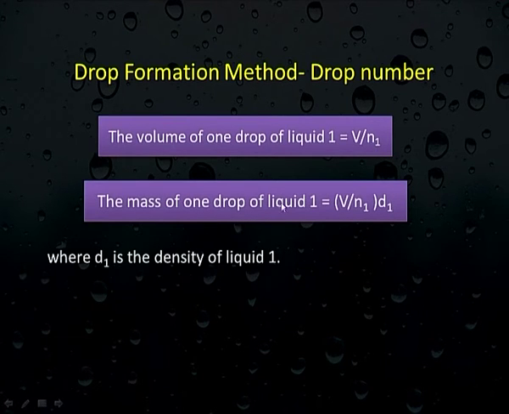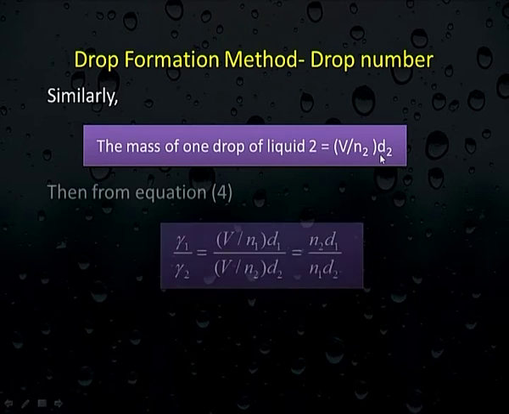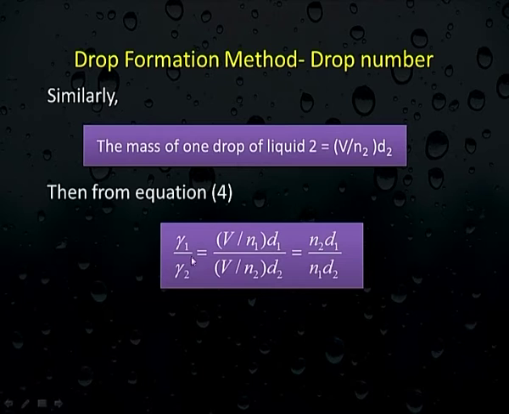Similarly, for the mass of one drop of a liquid, we will multiply it with the density. Then with the second liquid, we will do the same thing, V upon N2 multiplied by the density of the second liquid. Now we will divide these two equations and finally we will reach gamma 1 upon gamma 2. V will cancel and finally the equation will become N2 D1 upon N1 D2, where N2 is the number of drops formed with the second liquid, N1 is the number of drops formed with the first liquid, D1 is the density of the first liquid and D2 is the density of the second liquid.